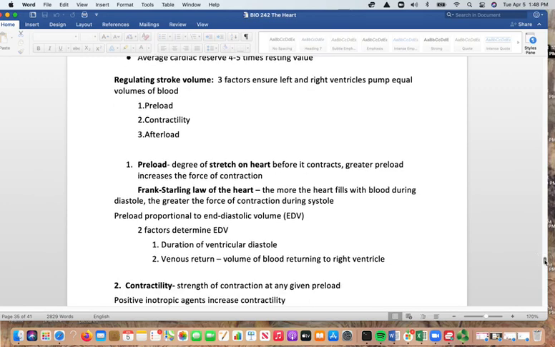So this is the Frank-Starling law of the heart. There is more than one Starling's law, so this is Starling's law of the heart. That says the more the heart fills with blood during diastole, the greater the force of the contraction during systole. So the more you fill it up, the more it's got to push out.